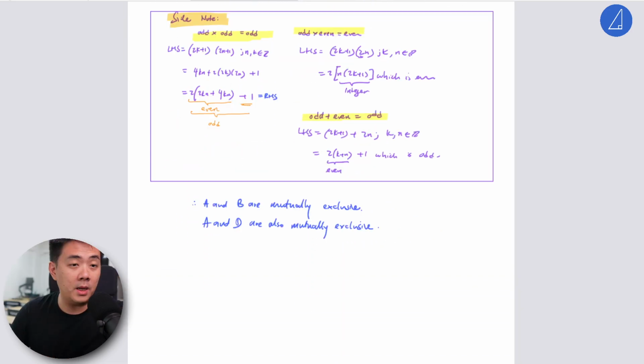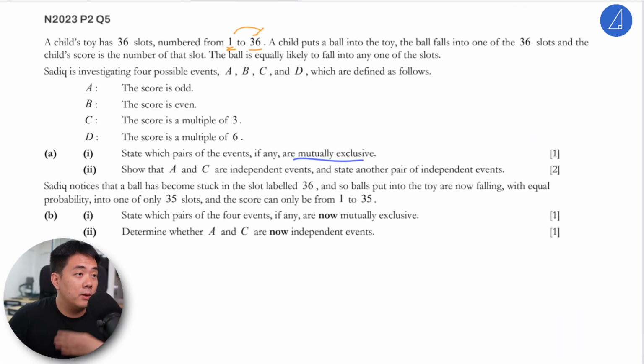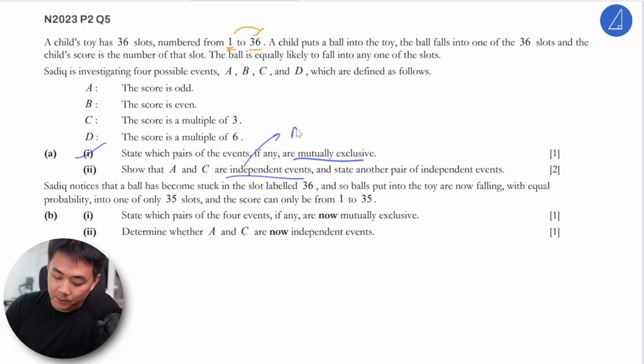That's all. Done. Usually for this kind of question, they will have one mutually exclusive, then one independent event, just like our mock paper. So just study our mock paper, it's the same thing. So what are independent events? Independent events by definition is P(A) times P(C) equals P(A intersect C).